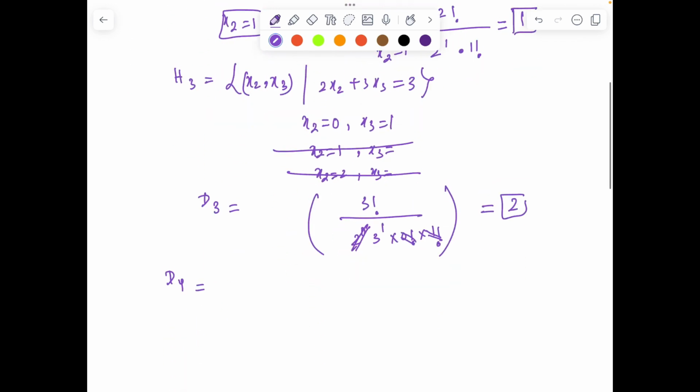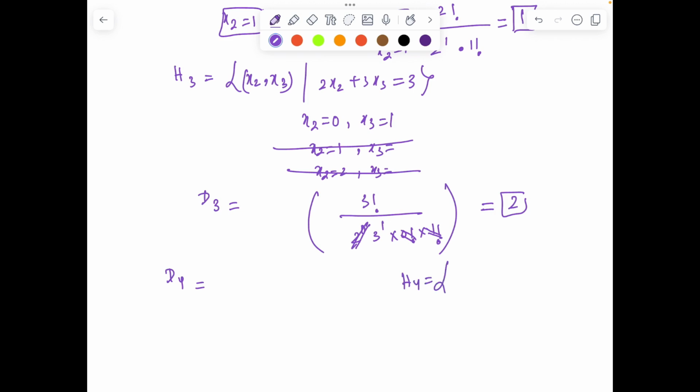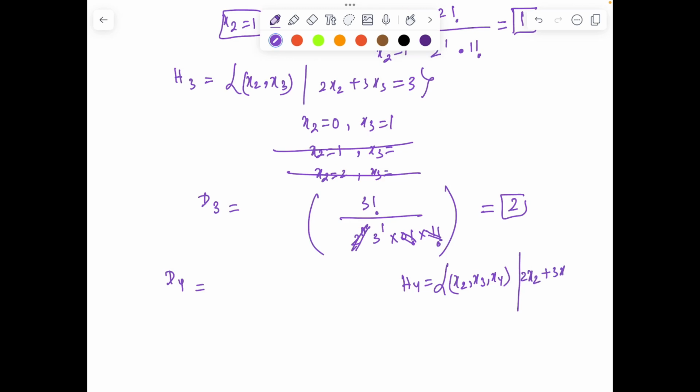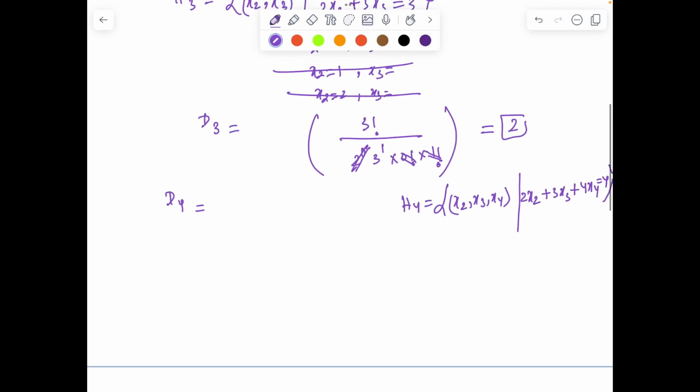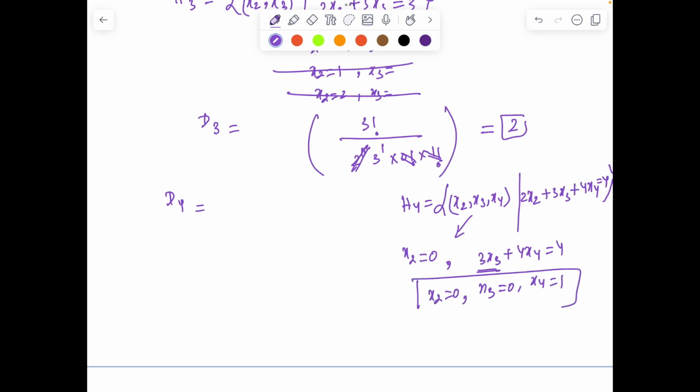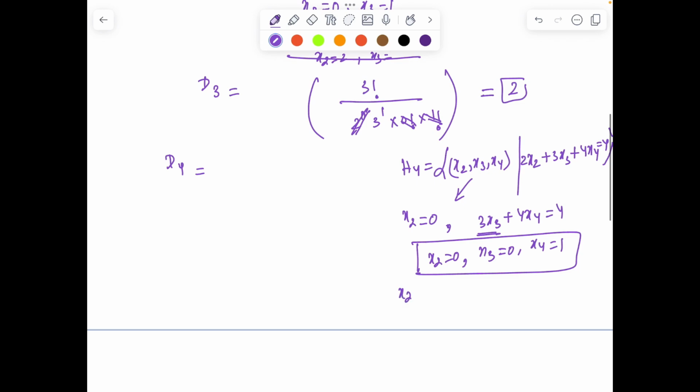It's better to try one more to get a feel of some pattern if at all it's coming. So for D4 we'll calculate the H4 set first. This is (x2, x3, x4) such that 2x2 plus 3x3 plus 4x4 is going to give me 4. Let's calculate how many elements are there. So let's start with x2 equals 0. So we need 3x3 plus 4x4 equals 4. That's only possible if x3 is 0 and x4 is 1. So x2 0 will give me, x3 0 will give me 1 pair.